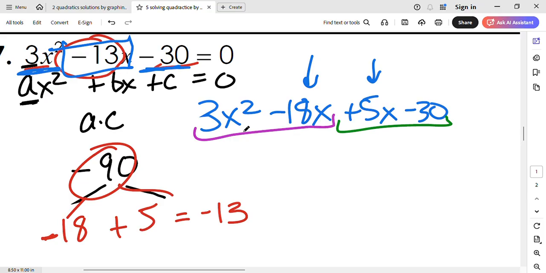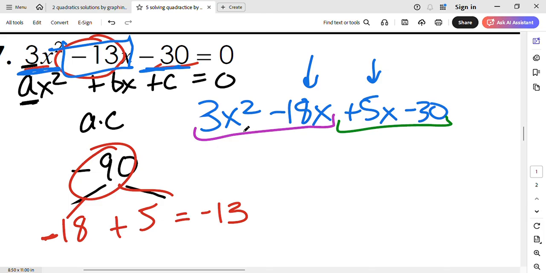Okay, so class, I want us all to think about this to practice our GCF skills. What's in the purple? Look at the purple one. Hold on, don't get ahead of me. I want everyone to think about it a little bit. All right, so there's a purpose for this. What's the greatest common factor of 3x squared and negative 18x?